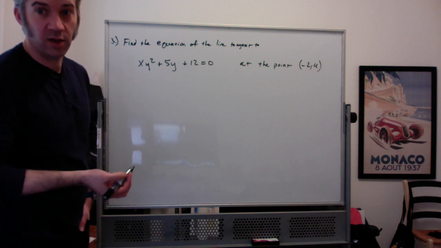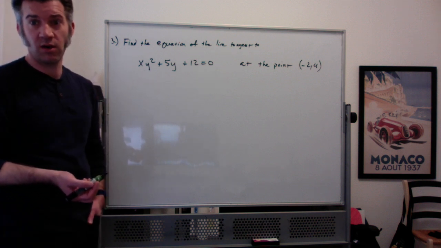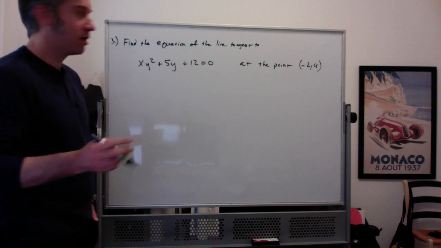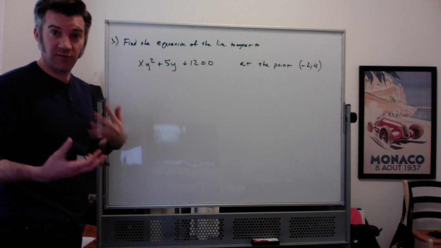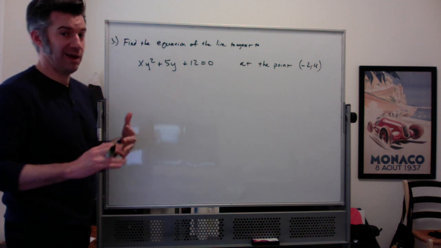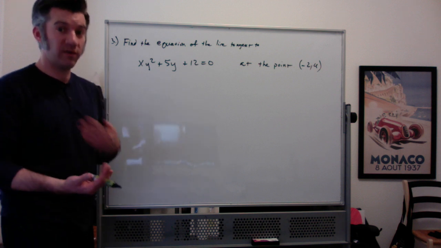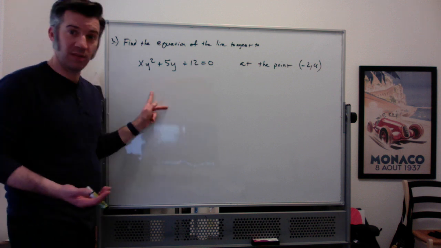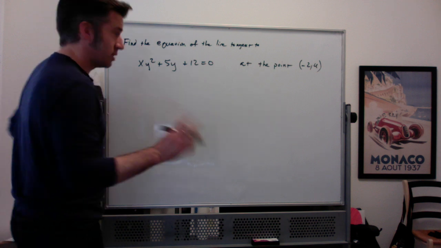Problem 3. Find the equation of the line tangent to xy squared plus 5y plus 12 equals 0 at the point (-2, 4). So clearly this type of equation indicates we have to use implicit differentiation, right? When you've got x's and y's jumbled up together and they want you to find a tangent line, they want you to find the slope of the tangent line, meaning we have to find the derivative. And when the x's and y's are mixed up together, we have to use implicit differentiation to find the derivative. So let's go ahead and find the derivative.